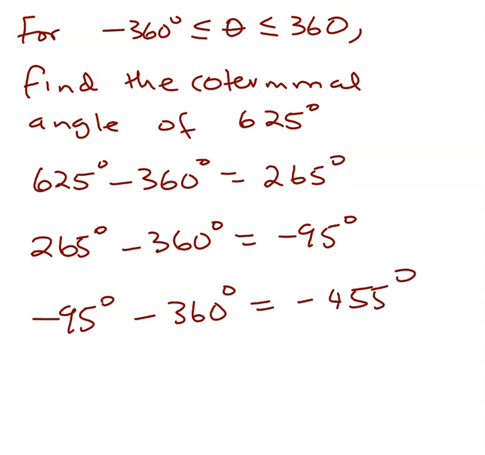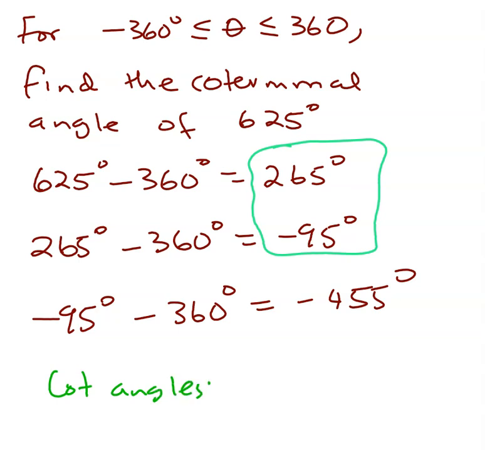So you can see here that the only two angles that fall within the range are right here. These two angles are going to be the only coterminals that fall within the range you're given. I like to always list from the smaller to the larger: negative 95 degrees and 265 degrees.